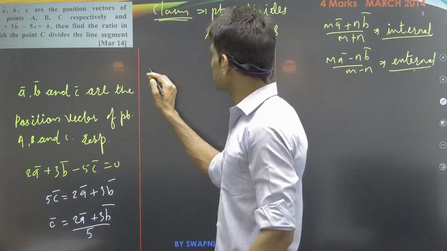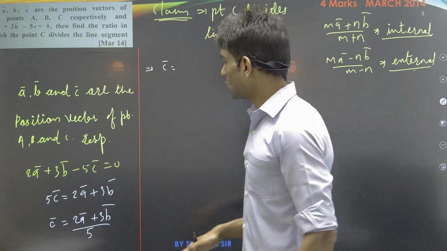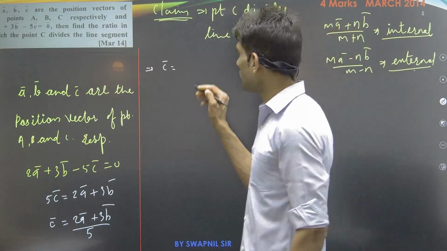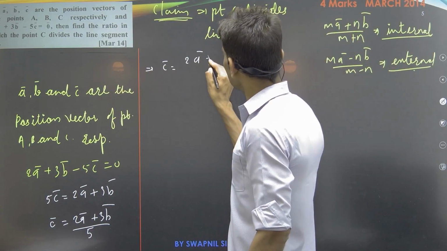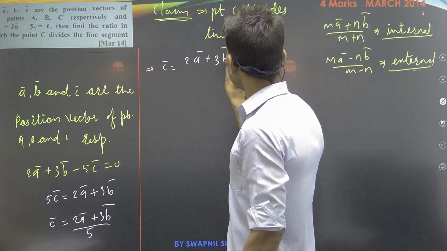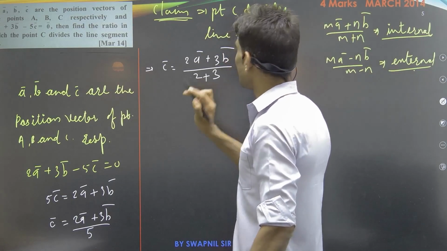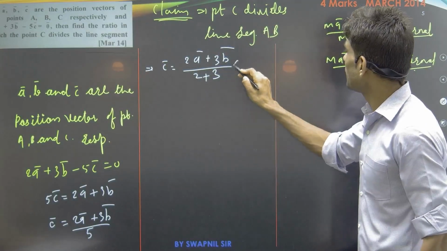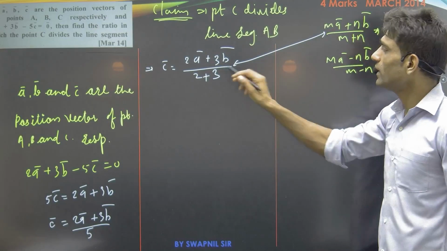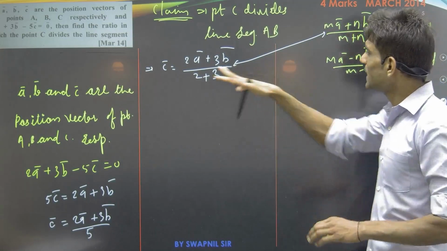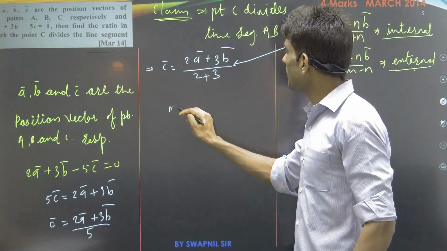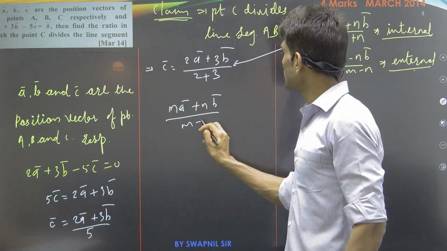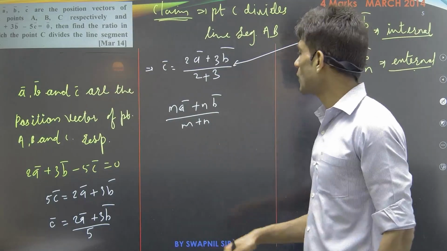Let's go for the next, c bar. We can see (m a bar plus n b bar) upon (m plus n), with the denominator part, that means (2 times a bar plus 3 times b bar) upon (2 plus 3), as the section formula for internal division. Now compare this section formula for internal division with our given example. We can see 2 into a bar, that means m into a bar plus n into b bar upon m plus n. This one is the section formula for internal division.